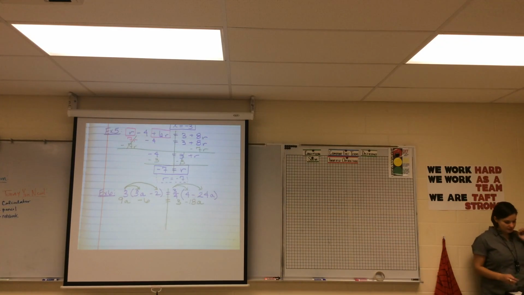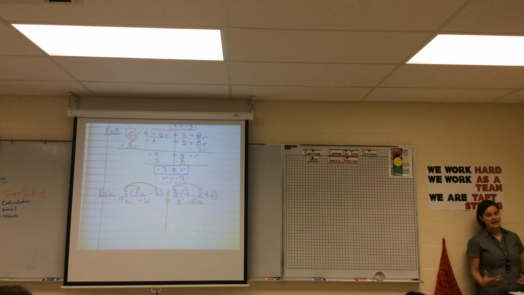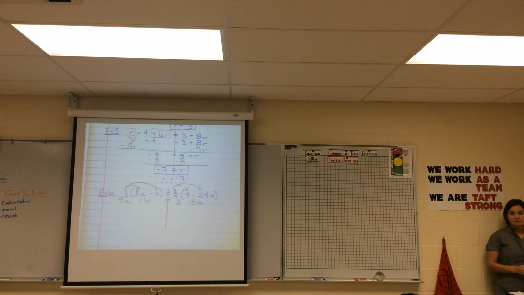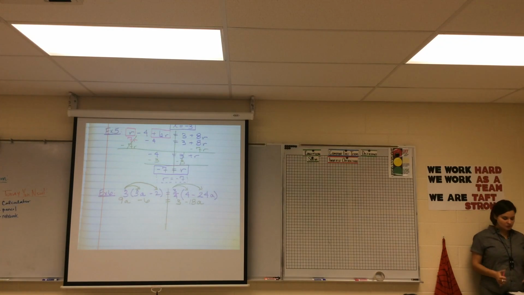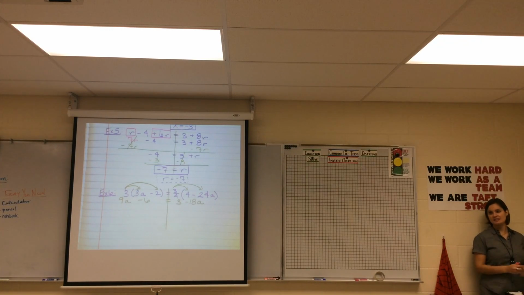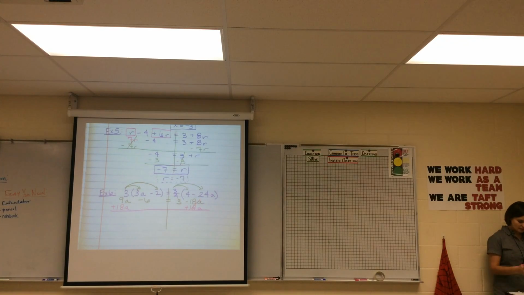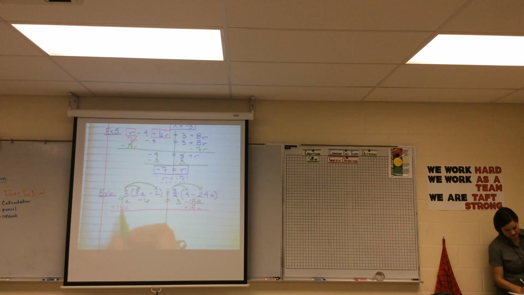All right. So now I've got 9a minus 6 equals 3 minus 18a. So I need to move my smaller unknown. Which one's smaller, 9a or negative 18a? Negative 18a, right? So I'm going to do the inverse and add 18a to both sides. So then 9a plus 18a is perfect. 27a minus 6 equals 3.